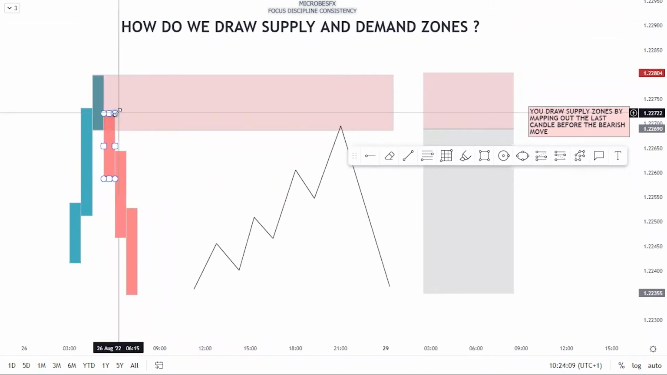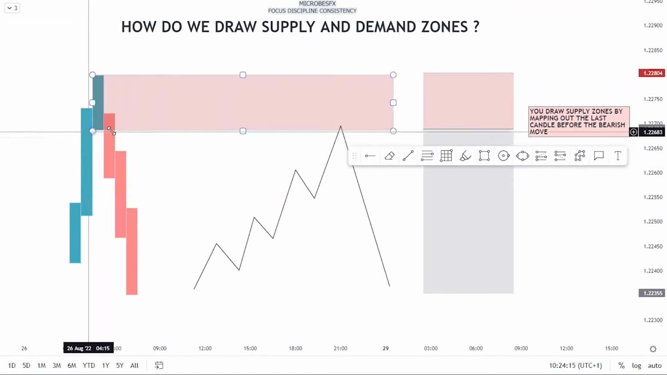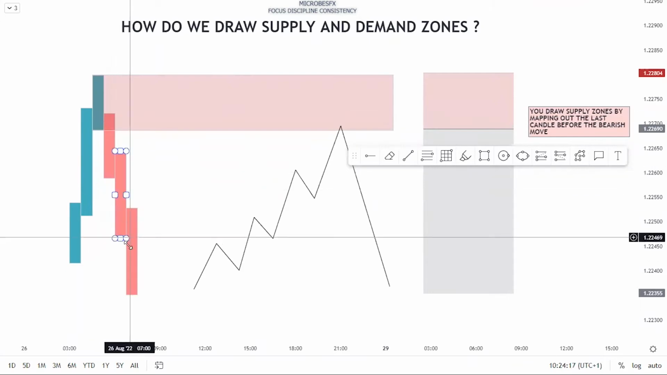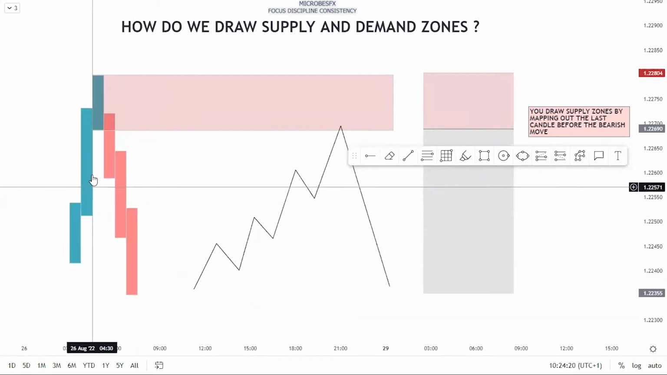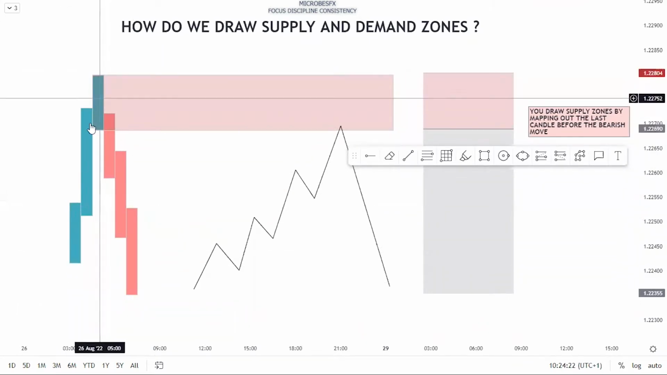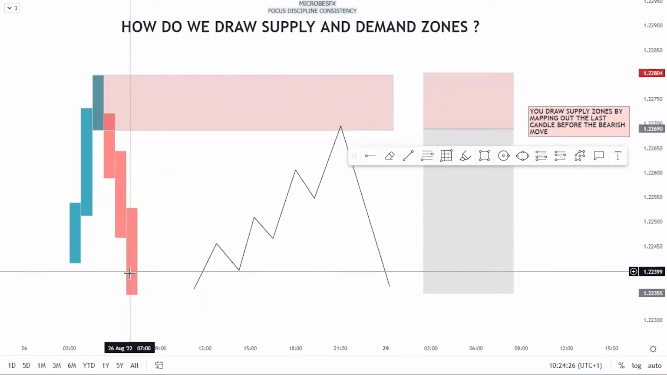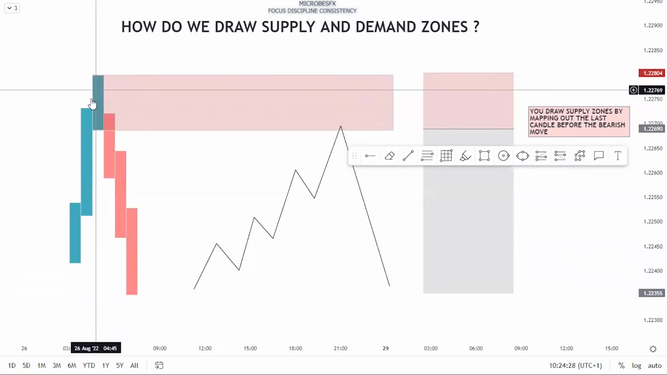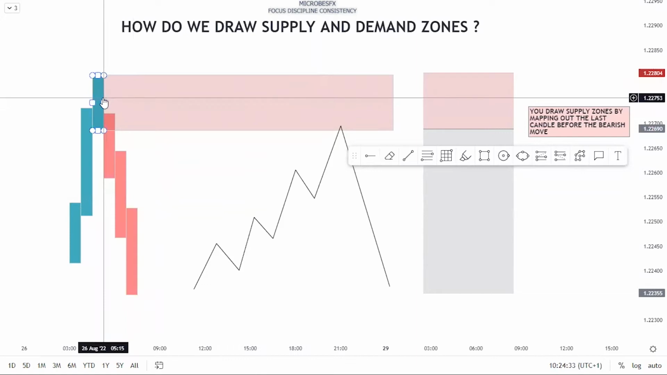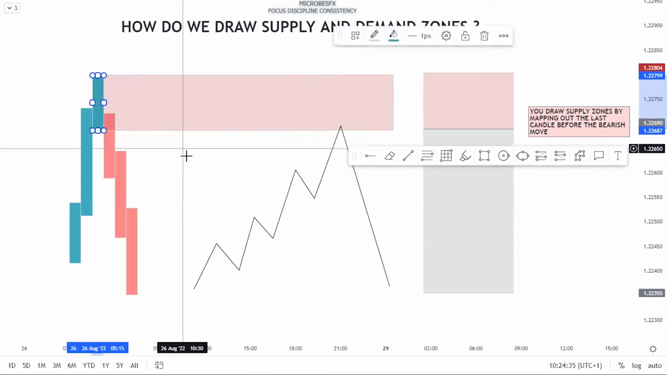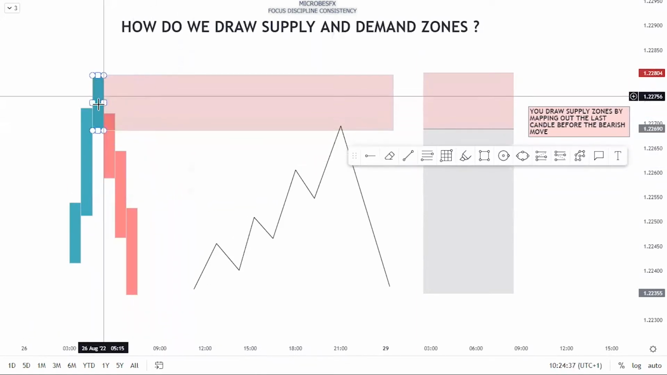So how do we draw a supply zone? Supply zone is drawn from the last candle before the bearish move. You see price will have these blue candles here going up, which signifies bullish movement, and then all of a sudden we'll have these bearish candles. So we know from the previous explanation that supply is now in control based on the fact that you see price has started dropping down.